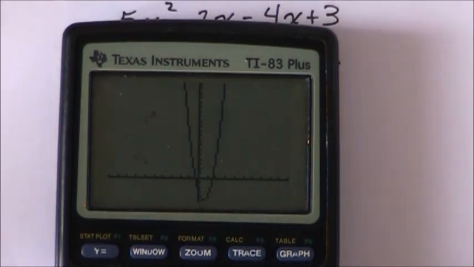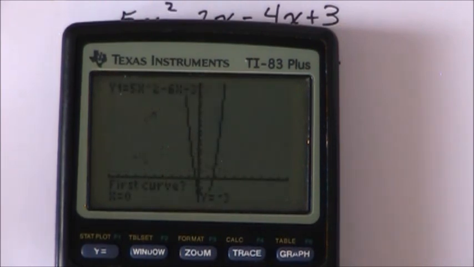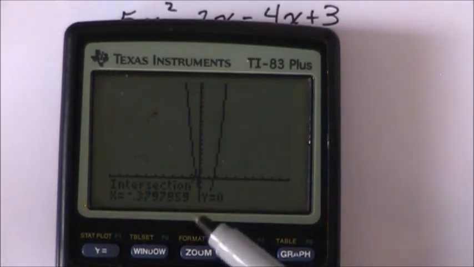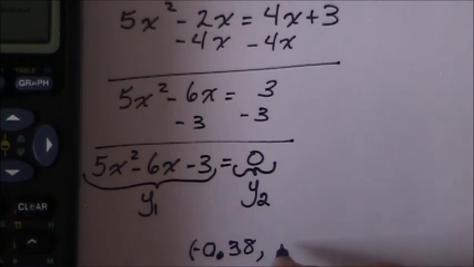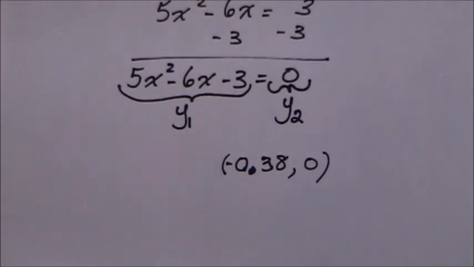That makes our lives a little bit easier. So we're going to go and find that intersection. So second trace down to intersect. And again, we're going to go with whatever that first one is. So we'll just do our 3 enters right now. Okay. So it gave me 1 point. It will calculate whichever point it happens to be closest to when it starts. In this case, the one it gave me first is the negative 0.38, comma 0. So there is our first point for our x-intercept.